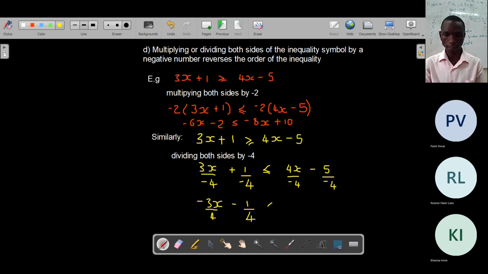You have to always know that the negative reverses, so long as it is when you are dividing and multiplying. But when you are adding or subtracting, they don't reverse anything there. So this is what happens in that case.